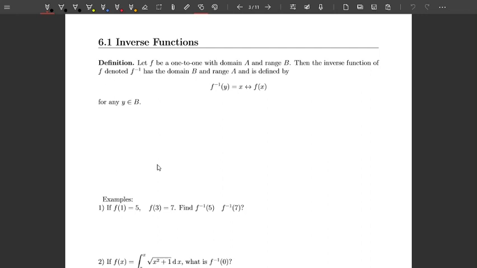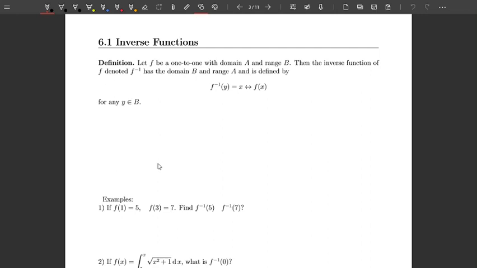Now, we've seen that a function could be one-to-one. We've seen that it's not. It could also not be one-to-one. So if a function is one-to-one, what else can we say about that function? It has more properties that we want to explore.